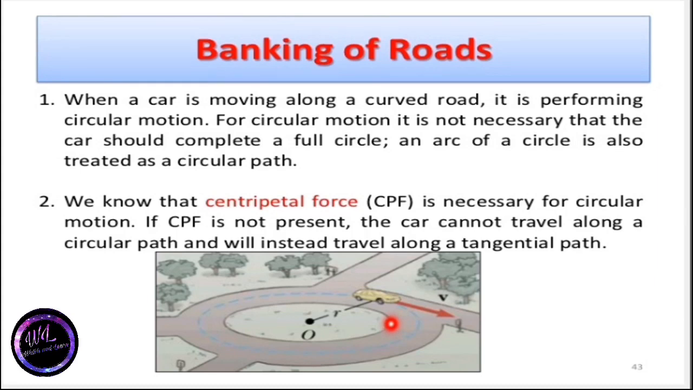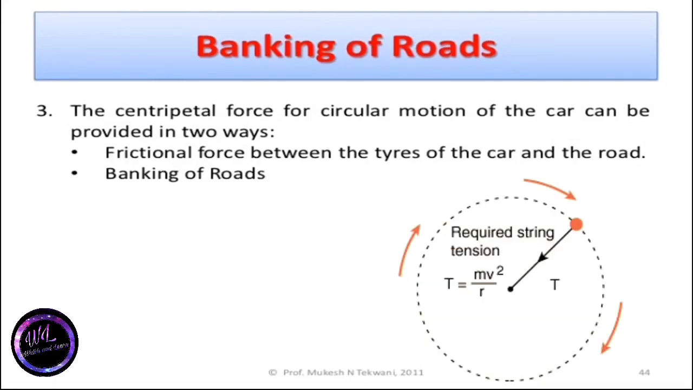What would happen if the centripetal force is not present? Yes, the car will not travel along a circular path and it will instead travel along a tangential path. In every case, there are different components that provide the centripetal force. Let's see, in this case, this is a ball that is attached to the string. The tension in the string, which is represented by T, is providing the necessary centripetal force to the ball to move on a circular path.